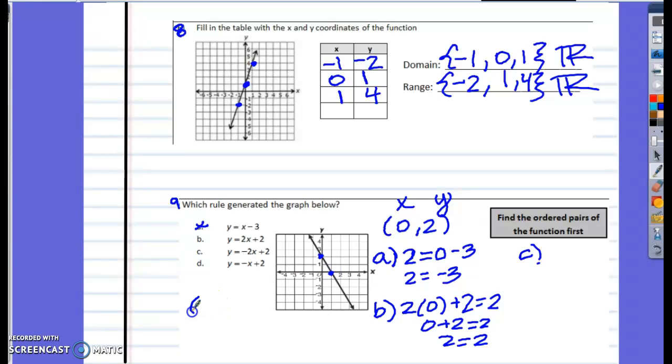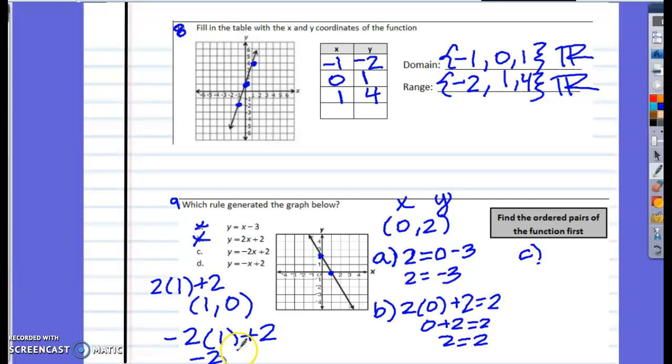So we'll try out 1, 0. So if we plug in 1 and 0 for B, 2 times 1, the x value, plus 2. That would be 2 plus 2, which is 4, so that's not going to work. If we try C, negative 2 times positive 1 plus 2, that gives you negative 2 plus 2, which is the y value 0. So C would be the correct answer.